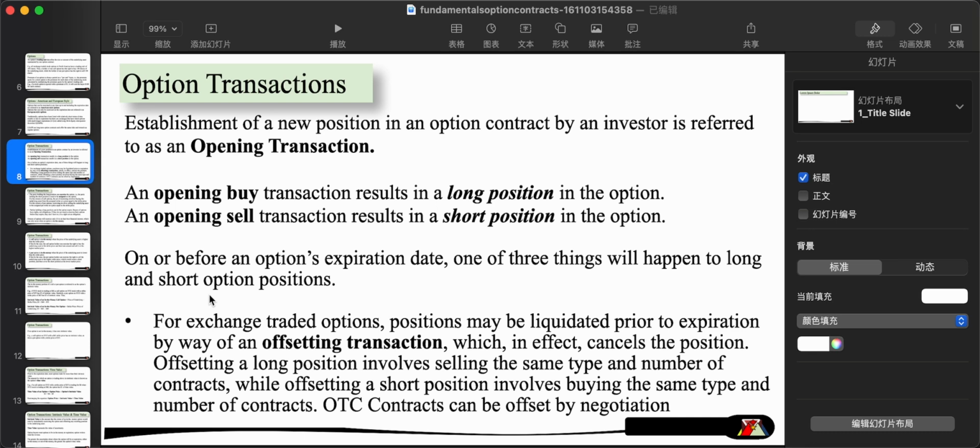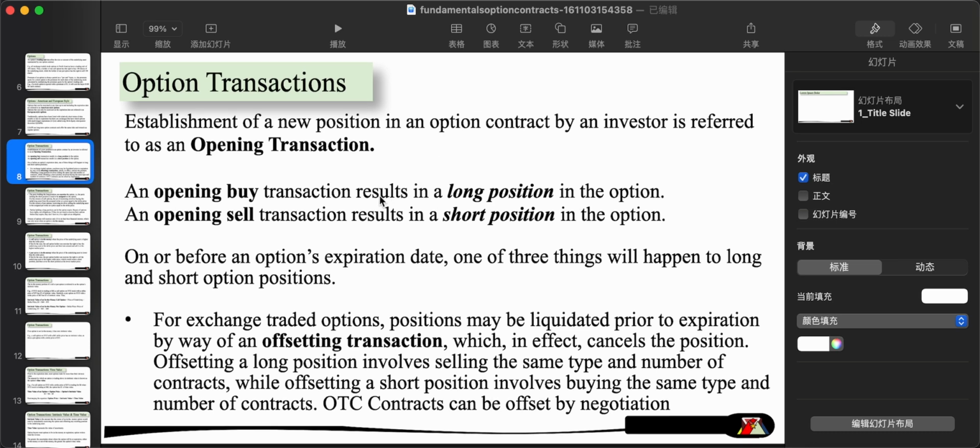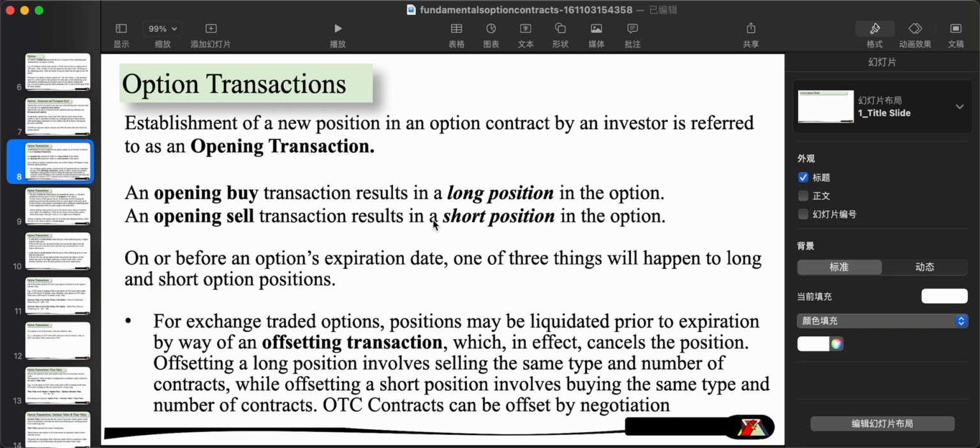For option transactions, the establishment of a new position in an option contract by an investor is referred to as an opening transaction. An opening buy transaction results in a long position in the option. An opening sell transaction results in a short position in the option. On or before an option expiration date, one of three things will happen to a long or short option position.